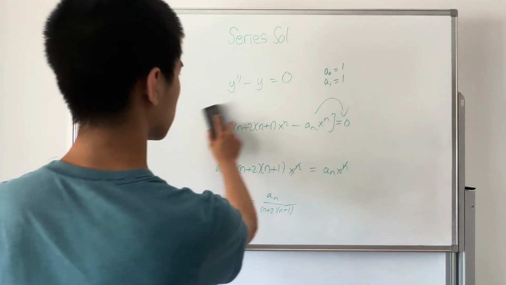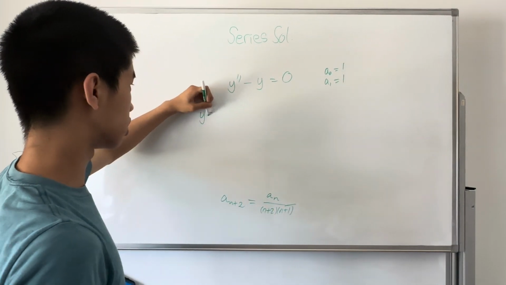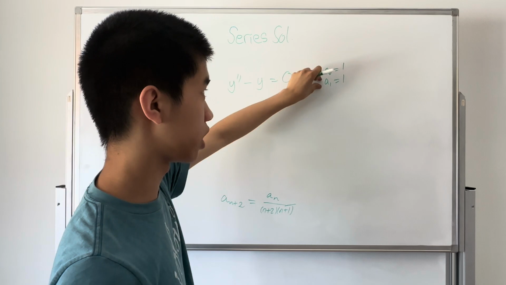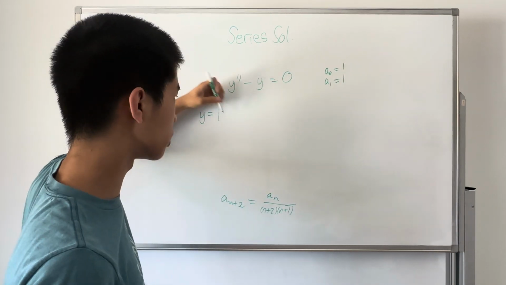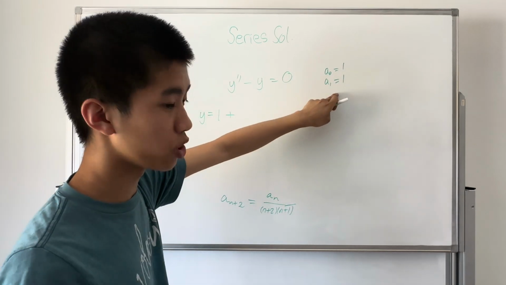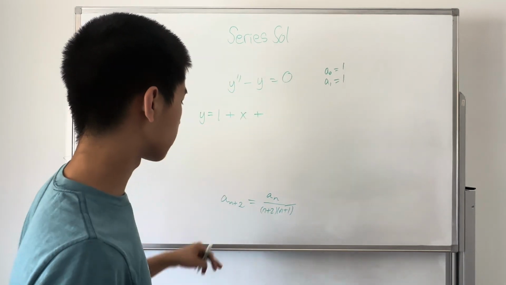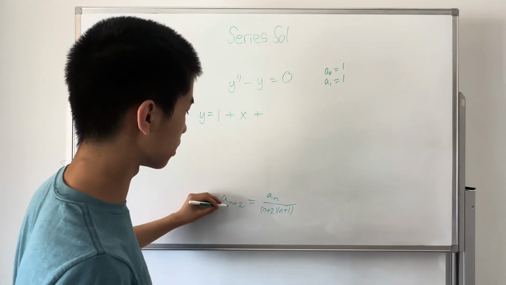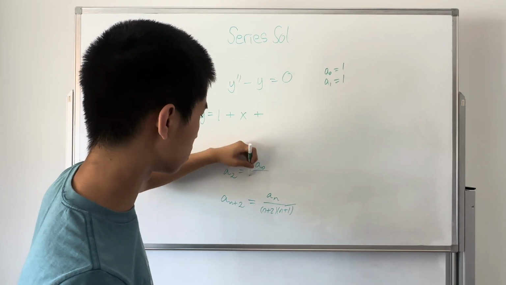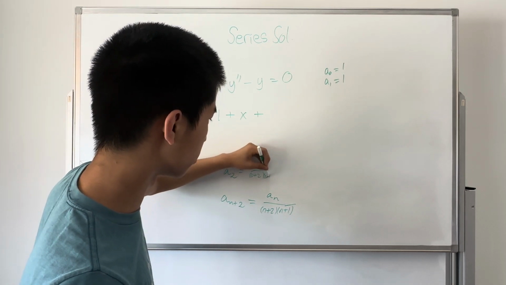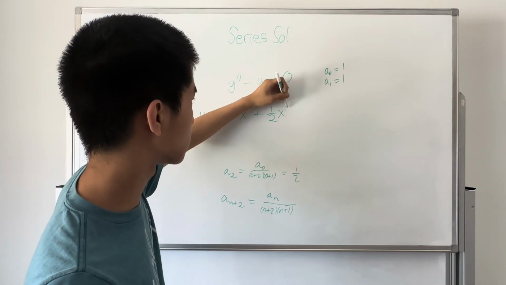So, okay, let's say that we could set a of 0 and a of 1 to be whatever it is we want. So a of 0 is 1, then that'll be 1, plus a of 1, we set it to be 1, so that'll be 1 times x, or x. Now, to solve for a of 2, we have to plug 0 into n. So a2 equals a0 over 0 plus 2, 0 plus 1. So that'll be 1/2. So 1/2 x squared.